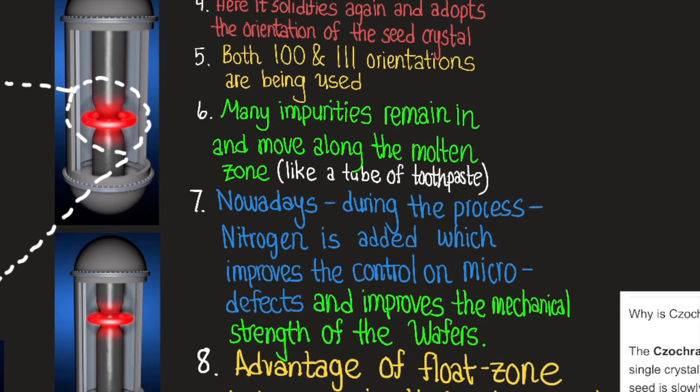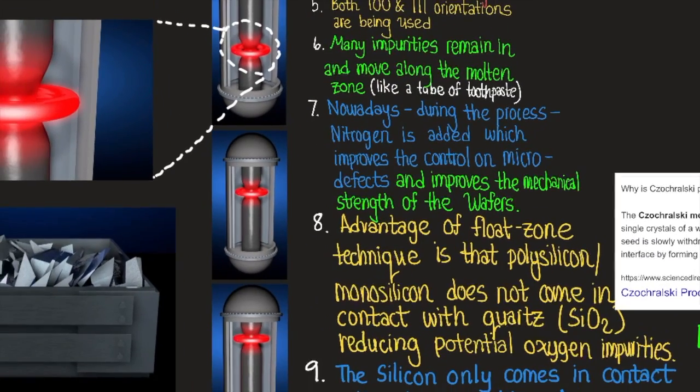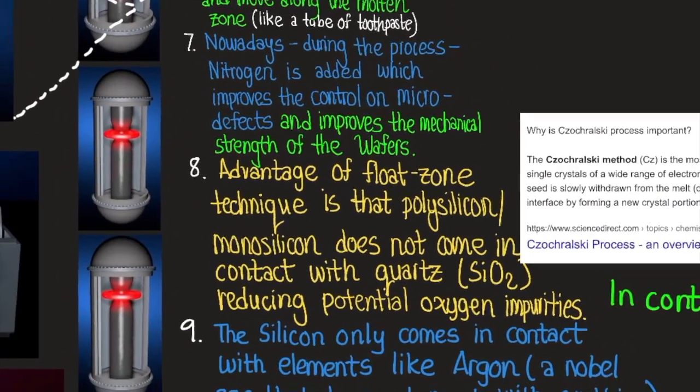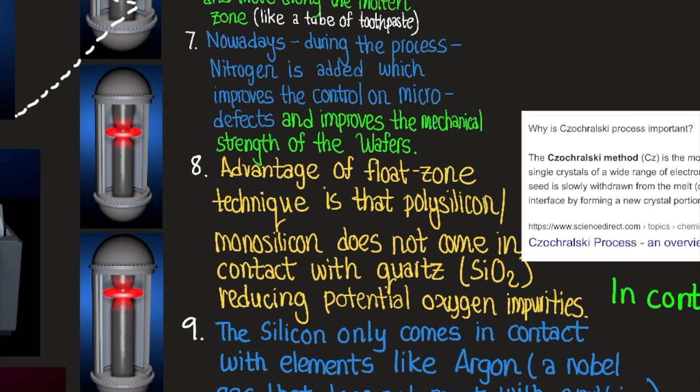Step number 5, both 100 and 111 orientations are being used. Step number 6, many impurities remain and move along the molten zone like a tube of toothpaste. Step number 7, nowadays during the process, nitrogen is added, which improves the control on micro defects and improves the mechanical strength of the wafers.